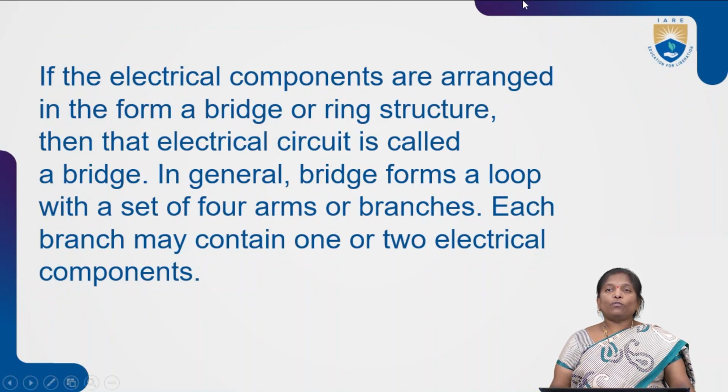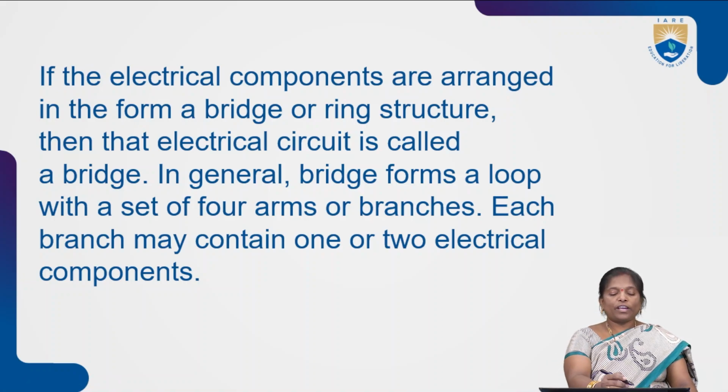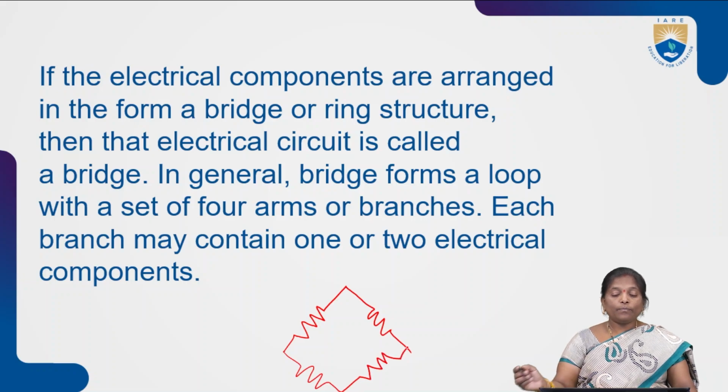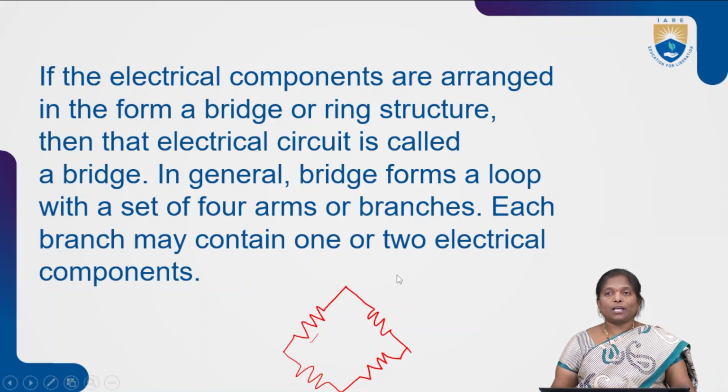Generally, a bridge is formed with the help of electronic components. If electronic components are arranged in the form of a bridge network or a ring network, then that is called a bridge. In general, a bridge forms a loop with a set of 4 arms or branches. Each branch may contain 1 or 2 electrical components.